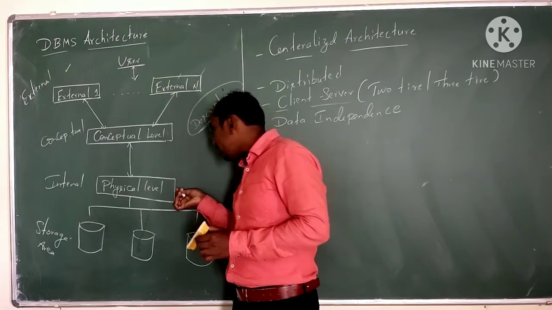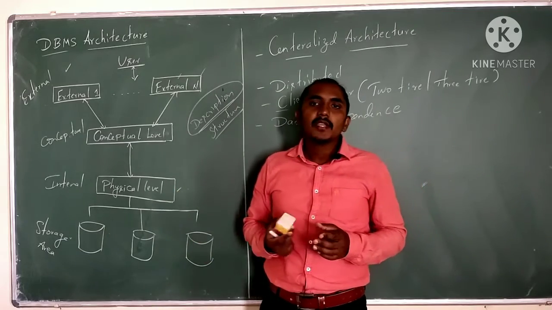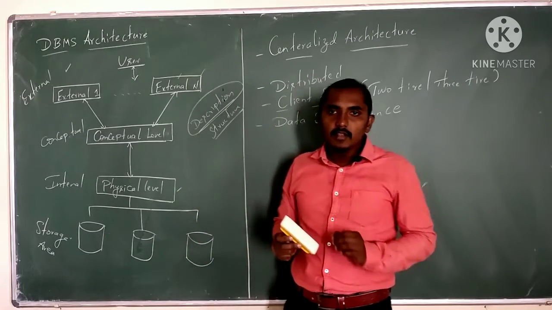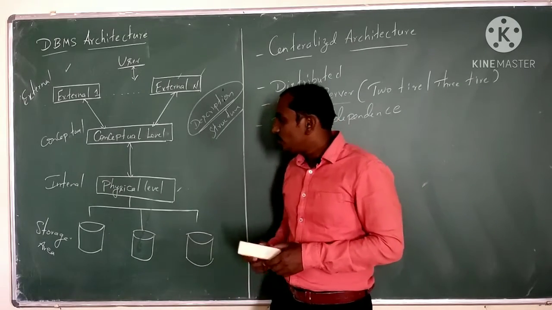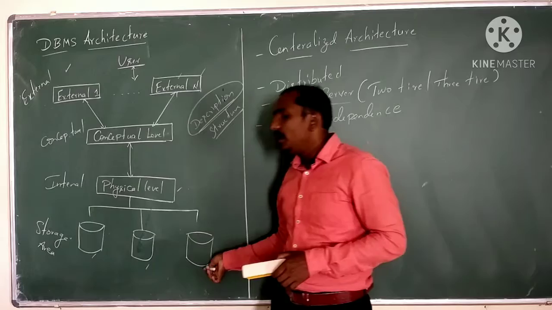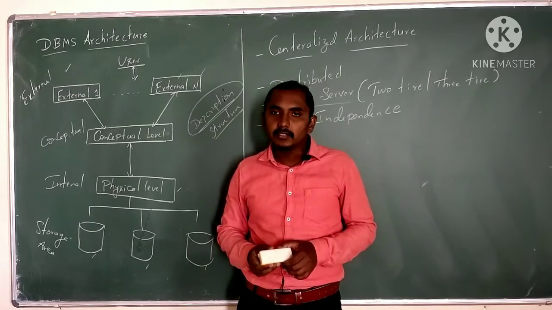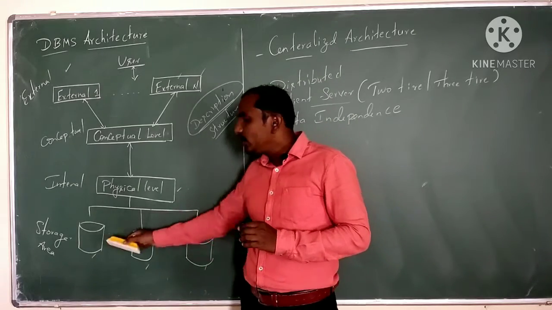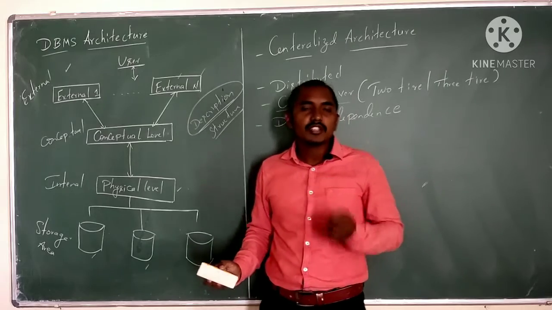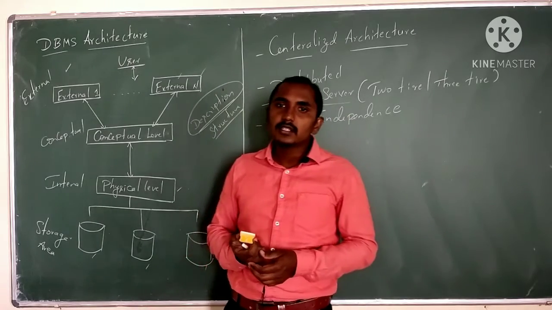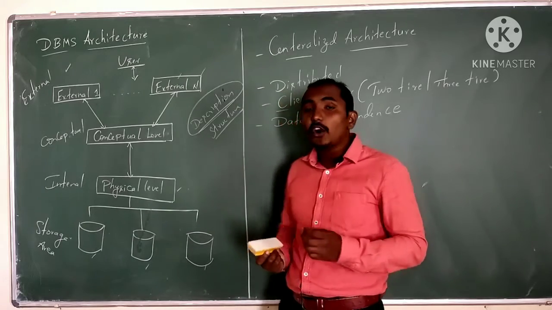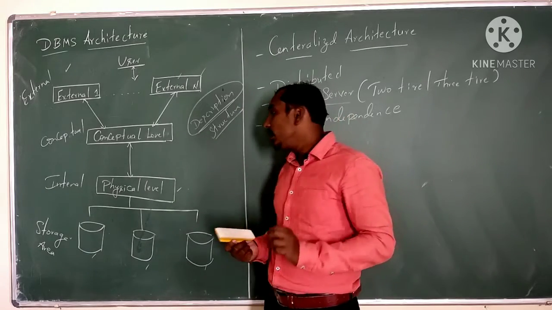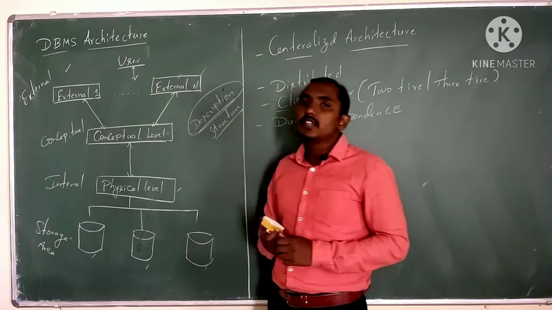Coming to the next level, which is the physical level. The physical level contains the information of storage details. This represents your memory device, like your hard disk, and how the data will be stored in memory devices, in which location it is stored, how it is organized, how to access the information, and which format the file is in. Those kinds of information will be stored in the physical level.